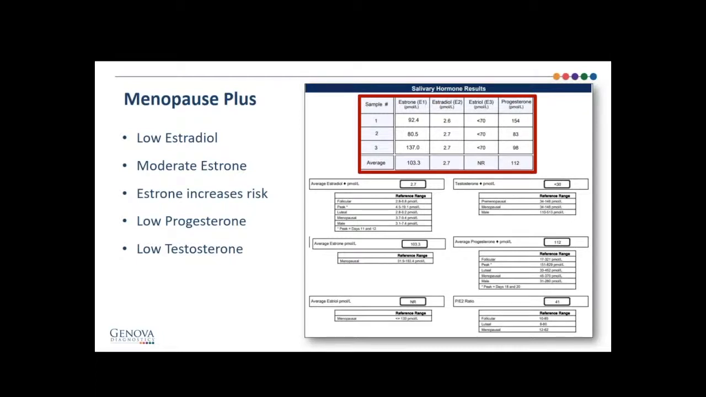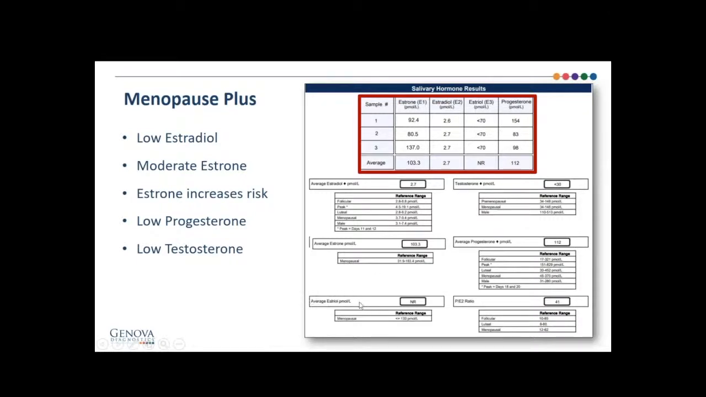So higher estrone does increase risk and therefore makes me immediately think, hey, I'd like to look at her urine metabolites to get a sense of how she's metabolizing that estrone. We can see also the progesterone averages out to 112, which is a little bit on the low side. So kind of a moderate estrone presence, but a little bit of a lower progesterone. Again, you like to see the progesterone outweigh estrone in terms of risk. And then the testosterone was rather low as well. And you see that here at less than 30.